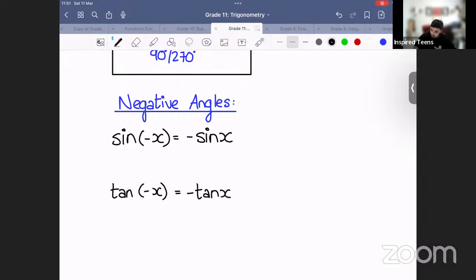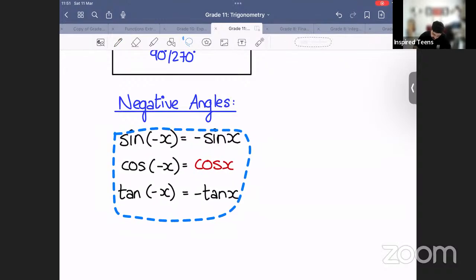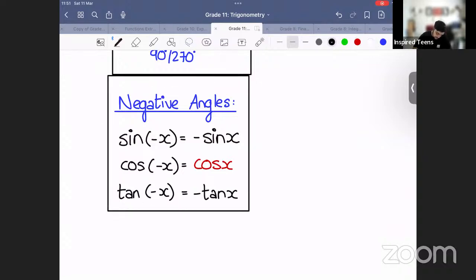However, if you have cos negative x, cos is very hungry. And what it does is it actually swallows that x, and it just simplifies to cos x. That's it. Okay, so these are important. Just know the exception that if you have a negative angle for cos, it doesn't ever become negative cos x. Right, the negative angle doesn't make cos negative.